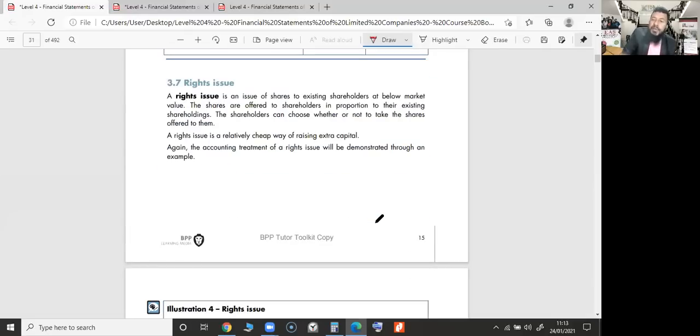Rights share. Now, a rights share is not a free share issue. It is issued or offered to existing shareholders, but at a cheaper price. Okay, generally at a cheaper price. Like if the share price in the market is £1.50, let's assume £1.50, so even today, if you would like to sell your shares in the market, you can sell them at £1.50.